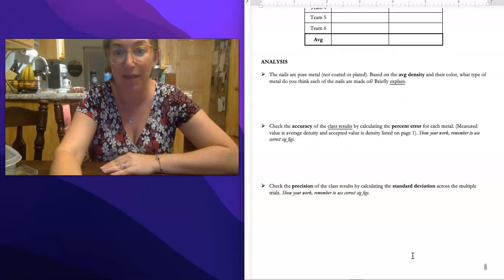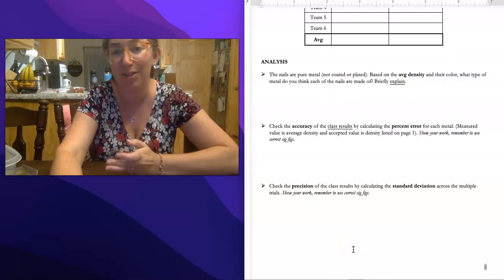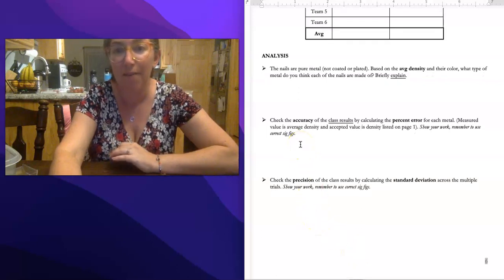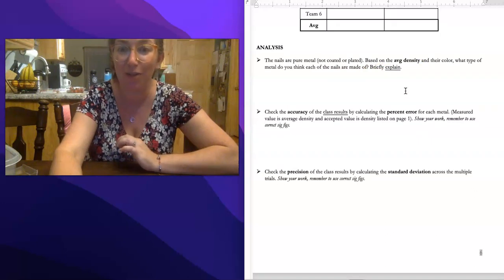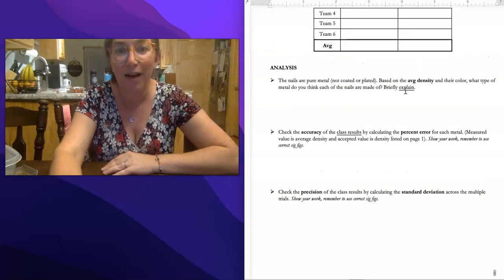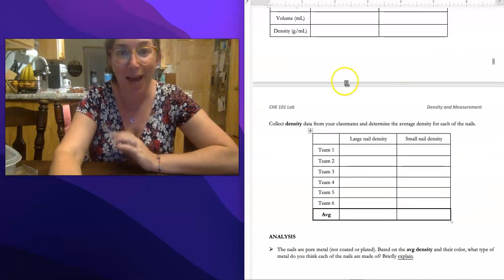So I do have some space here for you to show some of your work. I just want to see that you know how to do it, even if you don't show every single calculation. And also, whenever I have a short answer question, a one-word response is not going to cut it. I pretty much always ask you to explain, and if I don't ask you to explain, I probably still want you to. So that is the Density and Measurement Lab. Have fun.